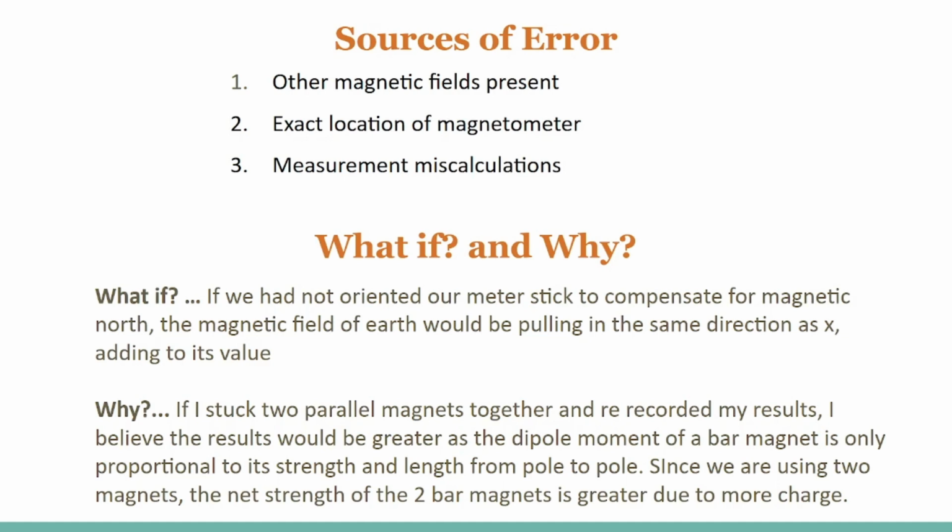Now, the what if and why. If we had not oriented our meter stick to compensate for magnetic north, of course, the magnetic field of Earth would be pulling not completely perpendicular to the x component of the magnetic field, and thus it would add to the value and give us skewed results. Finally, if I stuck two magnets parallel together and we recorded, the results would obviously be a greater magnitude, as the bar magnet's dipole moment is proportional to the strength and length from pole to pole.